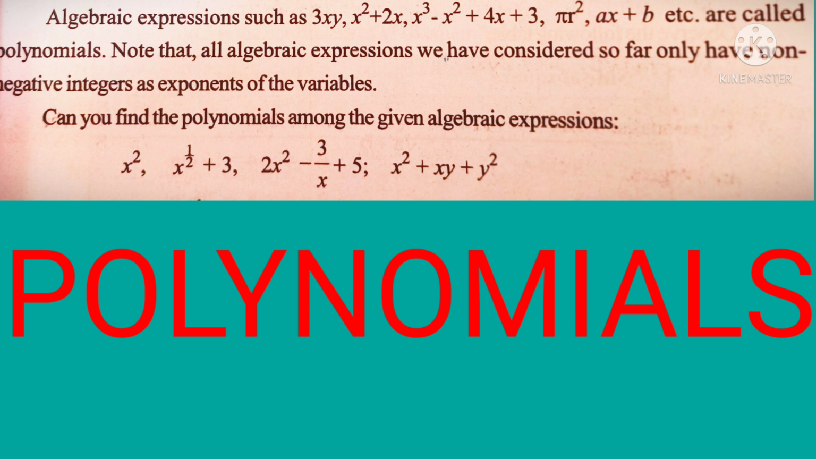So an algebraic expression in which the variables involved have only non-negative powers is called a polynomial. The first expression x square and the last expression x square plus xy plus y square, both algebraic expressions are polynomials because they have non-negative integers as exponents of the variables.